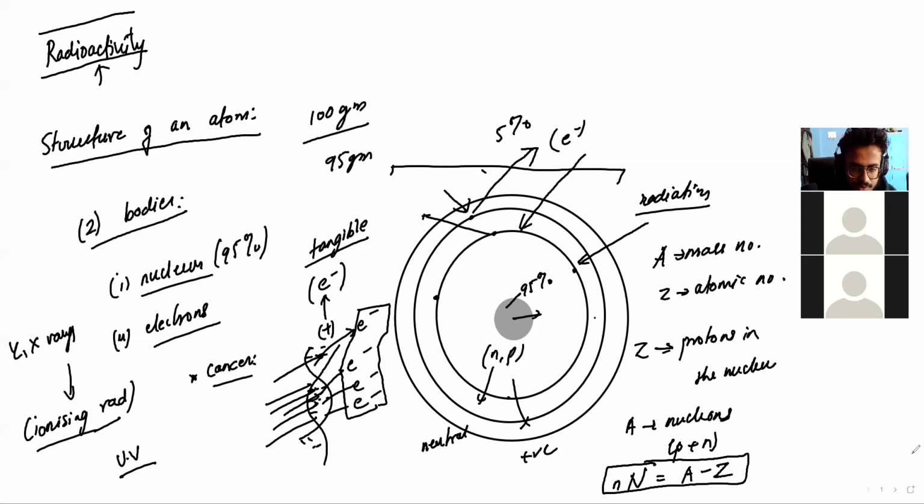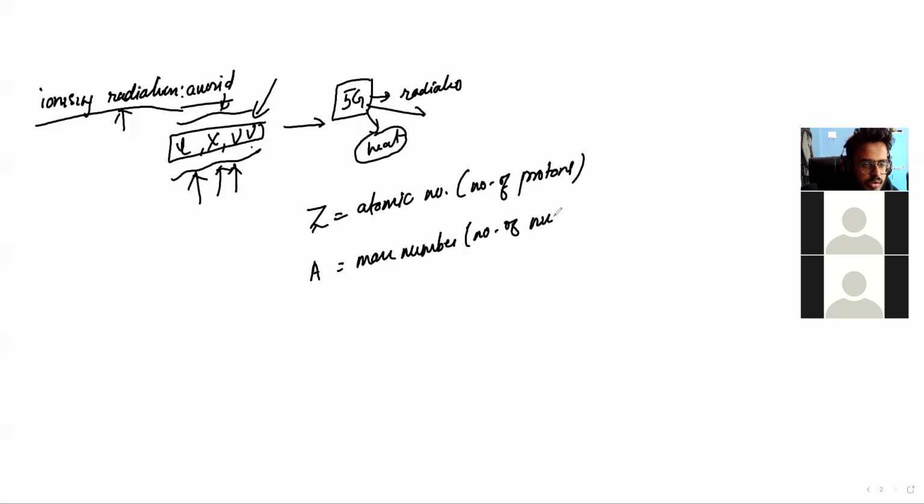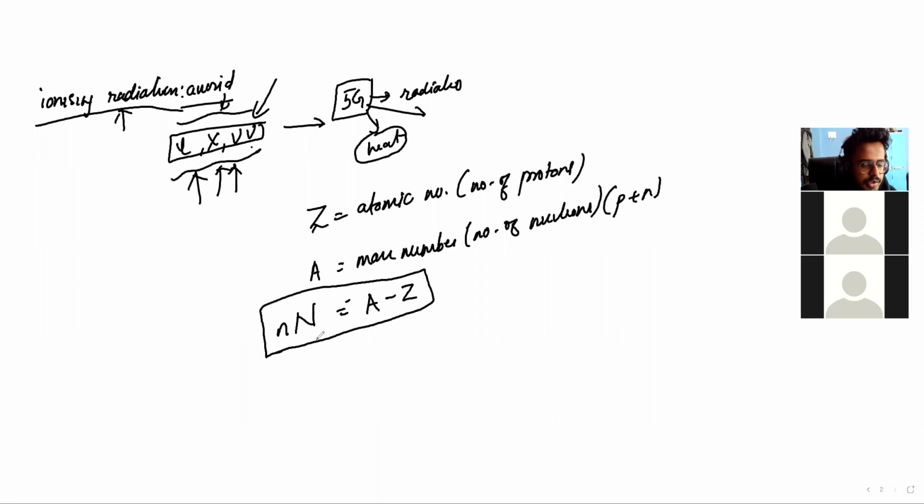Okay, I'll write this clearly. Z is called the atomic number. It is basically the number of protons. And A is known as the mass number. It is the number of nucleons. Number of nucleons basically means the number of protons plus the number of neutrons. So now if you want to find the number of neutrons, it will be the mass number minus the atomic number. Number of neutrons is mass number minus atomic number.